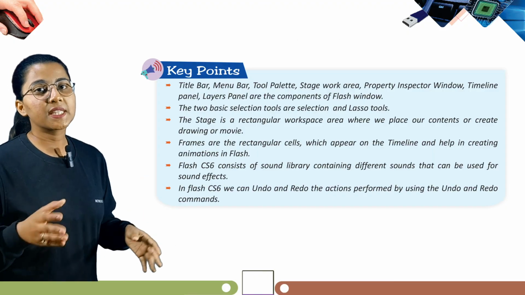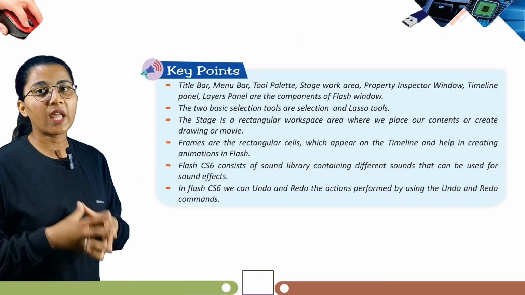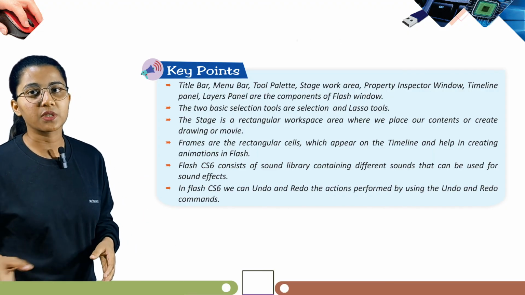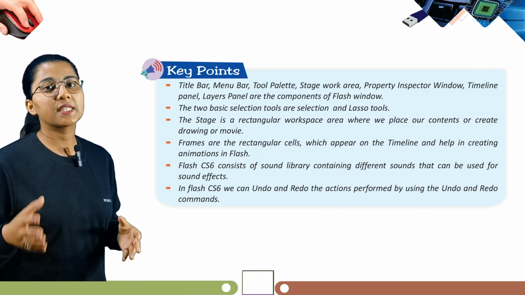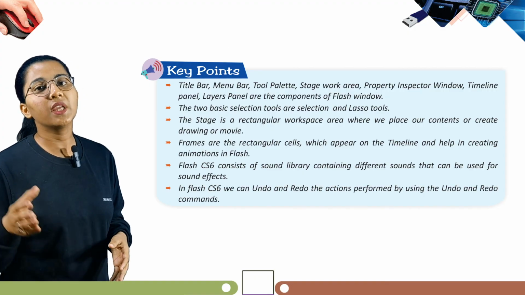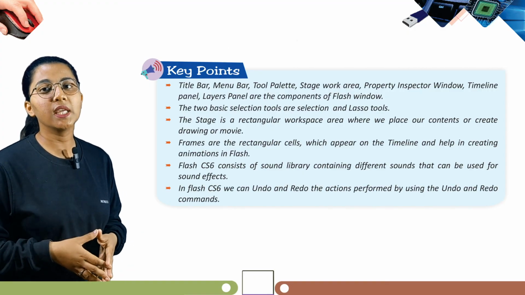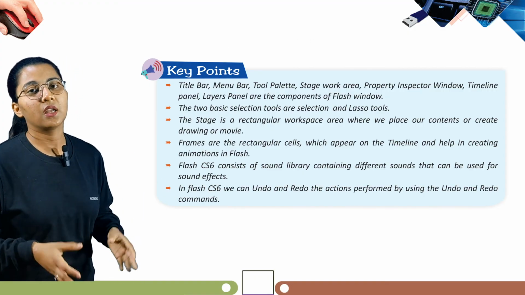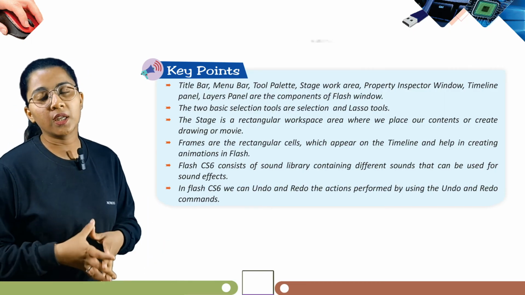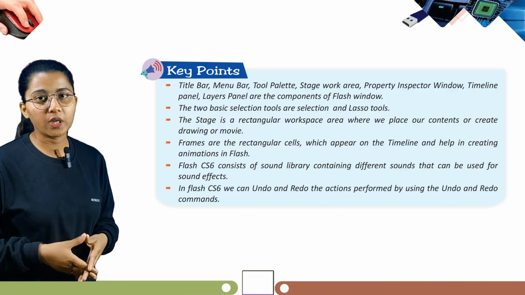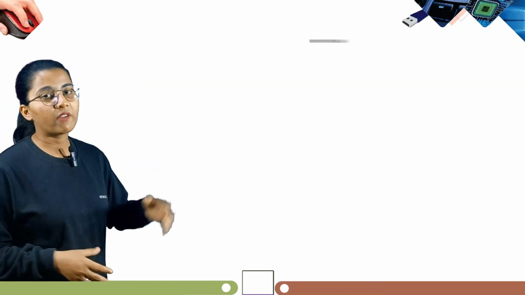Flash CS6 consists of a sound library containing different sounds that can be used for sound effects. In Flash CS6, we can undo and redo actions performed by using the undo and redo commands. So students, this is it from this chapter. Soon we are going to learn about many interesting chapters of computer. Till then, revise what we have learned today.